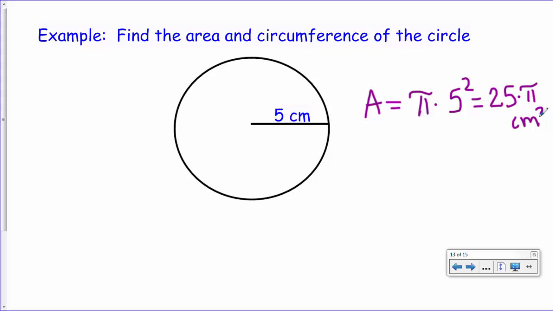If you want to multiply it all out, you can multiply 25 times pi. Pi is usually a key right on your calculator, and you could do the multiplying if you wish to get an approximation. For the circumference, we take 2 times pi times the radius, 5, which would equal 2 times 5 is 10 pi, and this would be in centimeters. Once again, if you want to multiply out 10 times pi on your calculator, that'll give you an estimated answer.